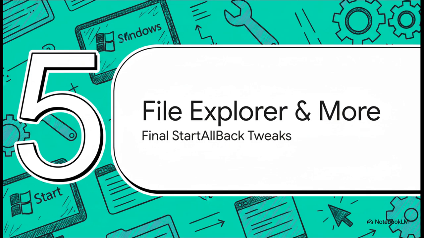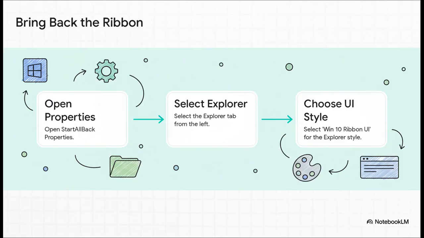Let's bundle a few final tweaks together using Start All Back to restore some other beloved features from Windows 10, starting with the File Explorer. A lot of us miss the old File Explorer ribbon, which put common functions like copy, paste, and rename right at the top. In Start All Back, you simply go to the Explorer tab and select Win 10 Ribbon UI. It's that easy to bring back that quick access functionality.